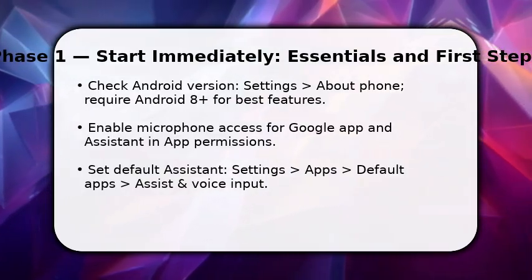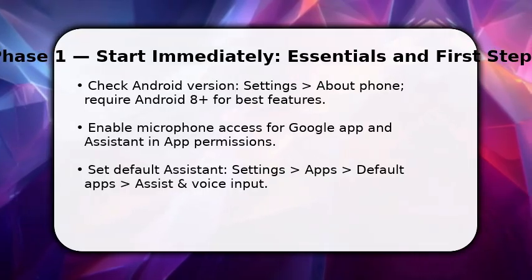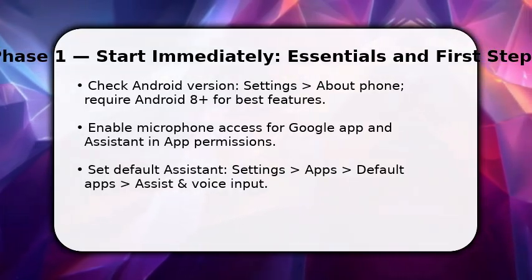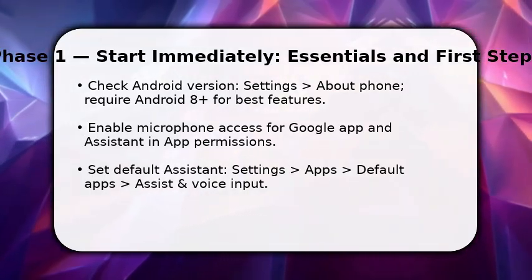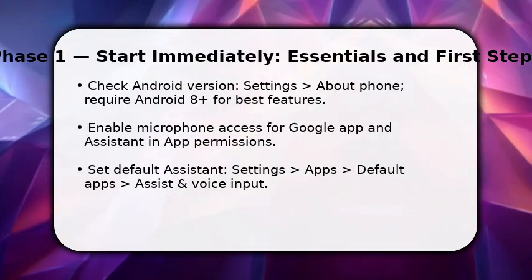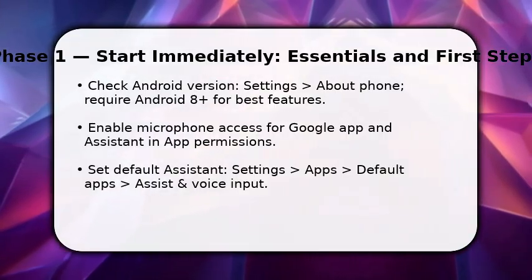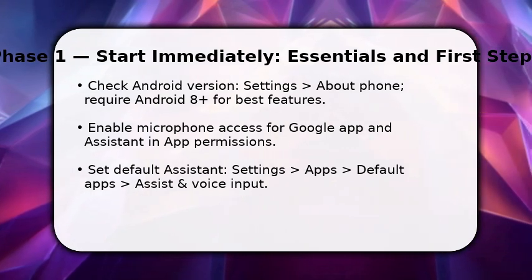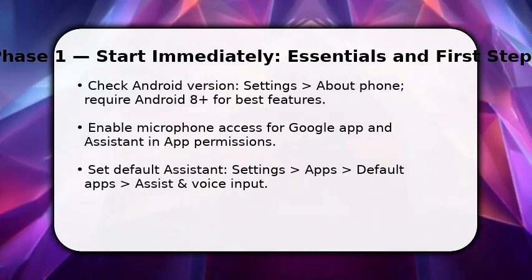After that, set the default Assistant app under Settings, Apps, Default Apps, Assist, and Voice Input. Choose Google Assistant. Once done, test a quick wake phrase to verify microphone access. This ensures the system is ready before we proceed to deeper configuration.